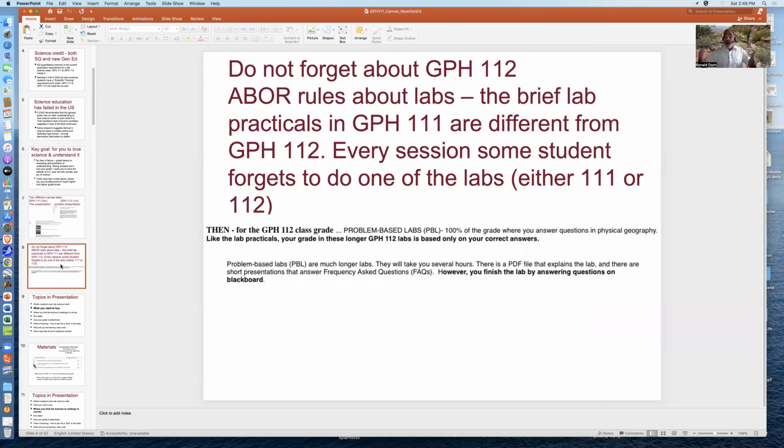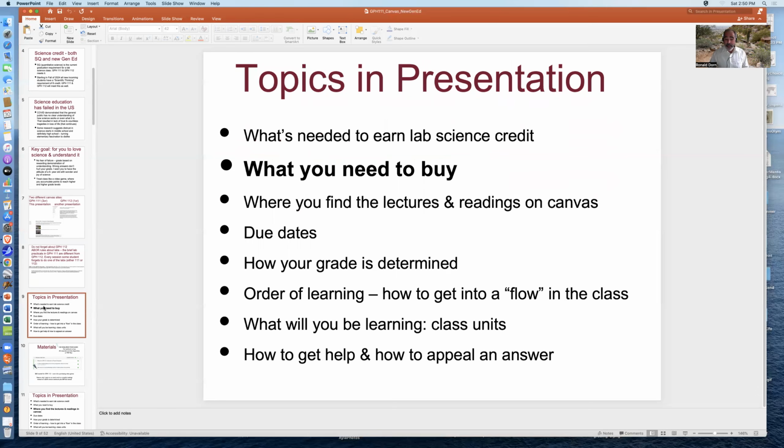The labs are not crossing points. In other words, some students naively think that the lab points, the lab practicals they earn in my class, will transfer to 112. And every session, some student makes up this rule in their head and they forget to do some of the labs, typically 112 or 111. They're completely separate classes. The next topic in this presentation is what you need to buy.